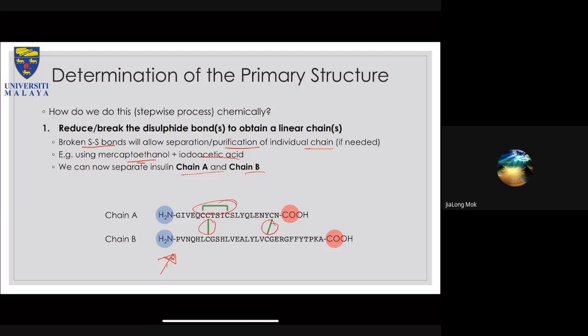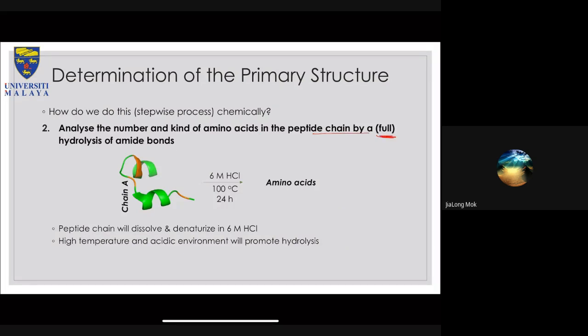So here we go. The first one is you can analyze the number and kind of amino acids in a peptide chain by a full hydrolysis of the amide bond. Take note of this. There are multiple ways to do it. This one is the full hydrolysis. We have a partial hydrolysis, and then we also have an enzymatic hydrolysis. Those are the three main categories, but of course each category has its own sub-reactions that can be done underneath, which we will cover some of, and some we will not cover.